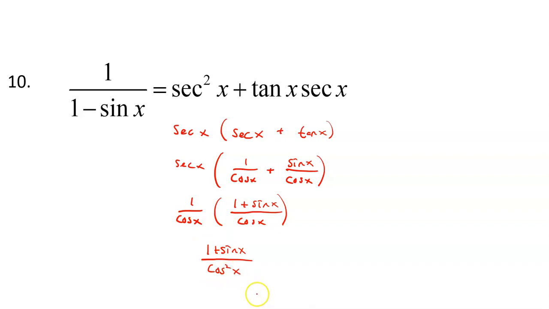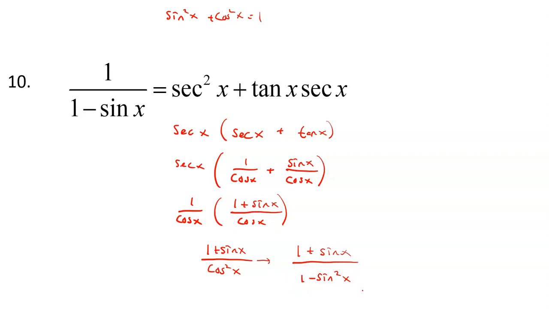Well, that doesn't look like what I'm looking for, except that, again, if you remember that sine squared x plus cosine squared x equals 1, that means that cosine squared is 1 minus sine squared. So I'm just going to move across because I'm out of space the other way. So I get 1 plus sine x over, instead of cosine squared, I'll write 1 minus sine squared x.